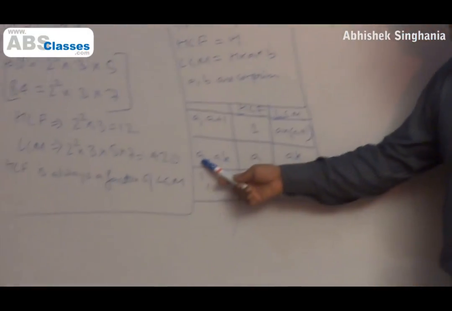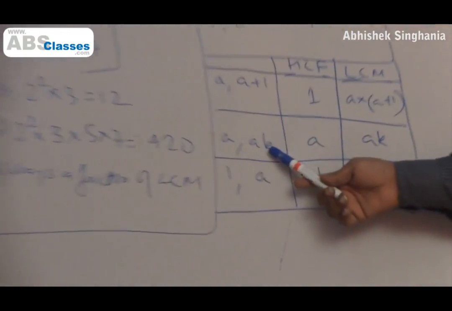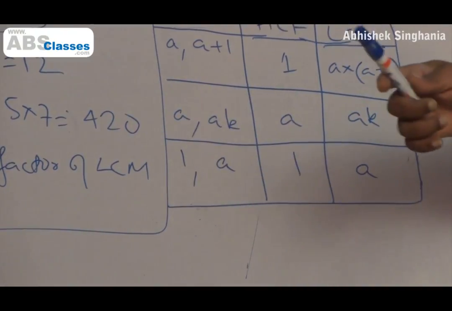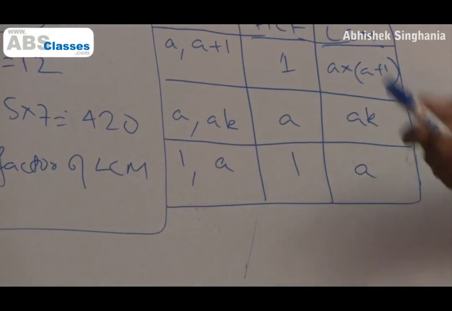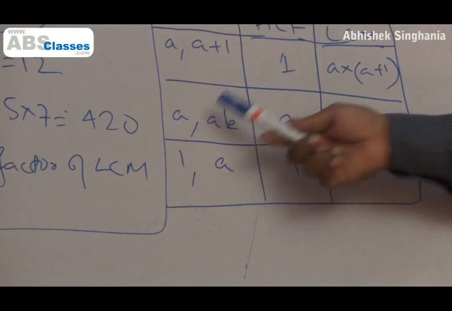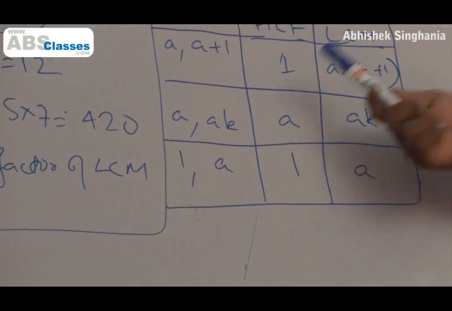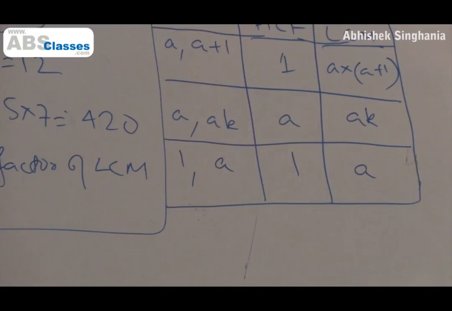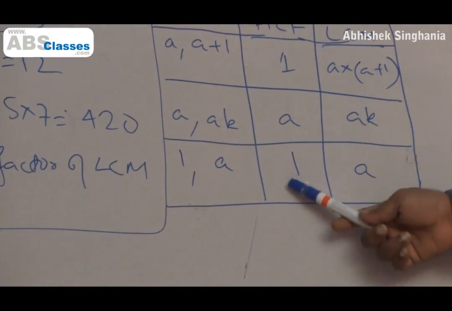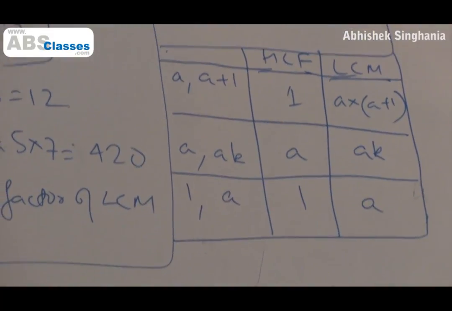If I take a number which is a factor of another number, or a number which is a multiple of the other number, say 12, 48, say 15, 60. If I take numbers like this, then HCF will be the smaller number, LCM will be the bigger number. Okay? If I take 1 and any other number, HCF will be 1 and LCM will be the number itself.